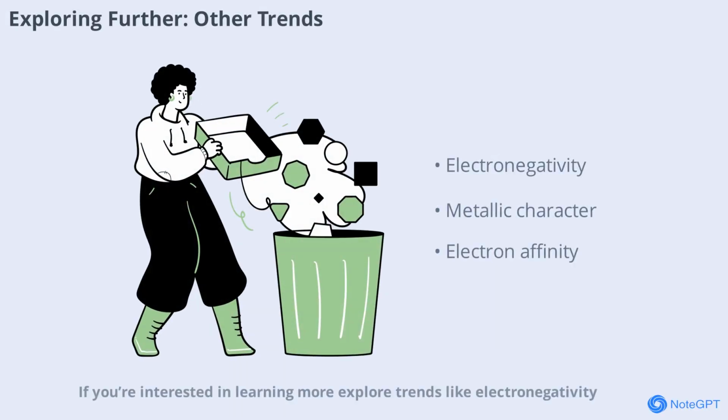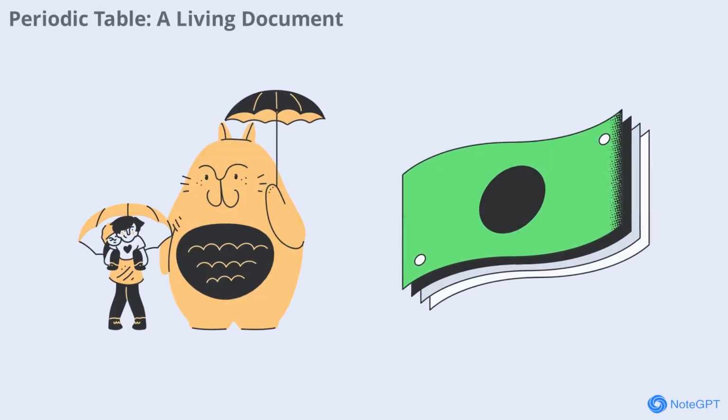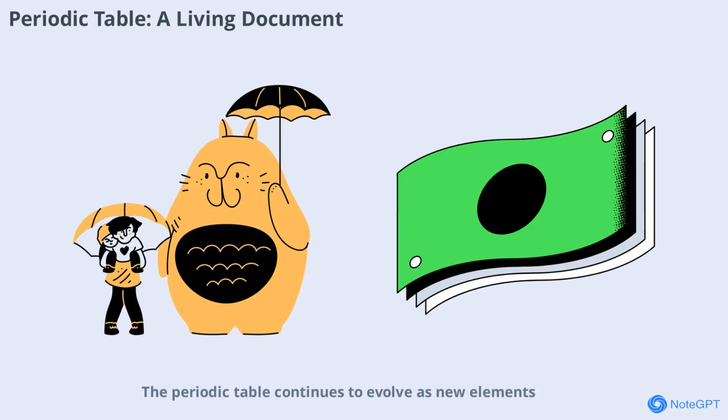If you're interested in learning more, explore trends like electronegativity, metallic character, and electron affinity. Each of these follows its own pattern across the periodic table and adds another layer to your understanding of chemistry. The periodic table continues to evolve as new elements are discovered and our understanding of atomic structure deepens. It's a living document reflecting the ongoing progress of science.